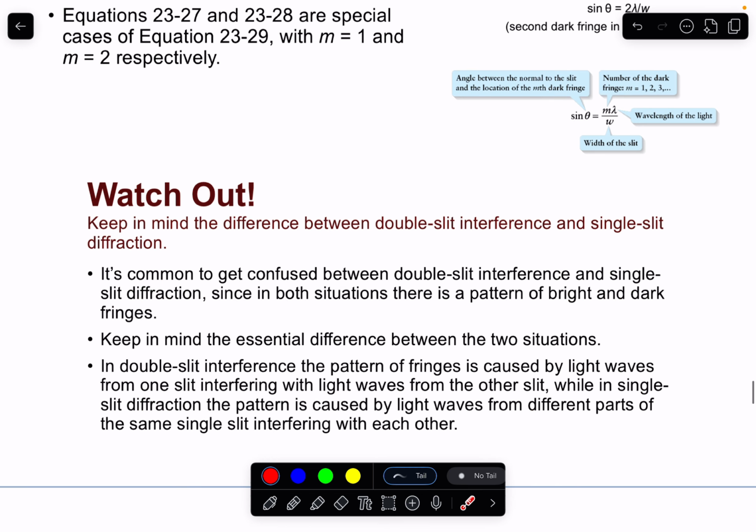So the difference between double slit and single slit, it's very important to know the differences. It's very common to get them confused because their equations look very similar. And then you also get a similar pattern on the screen, right? The essential difference is for double slit, the pattern is caused by light waves from one slit interfering with the other. And in the single slit, it's the light wave interferes or diffracts with itself.